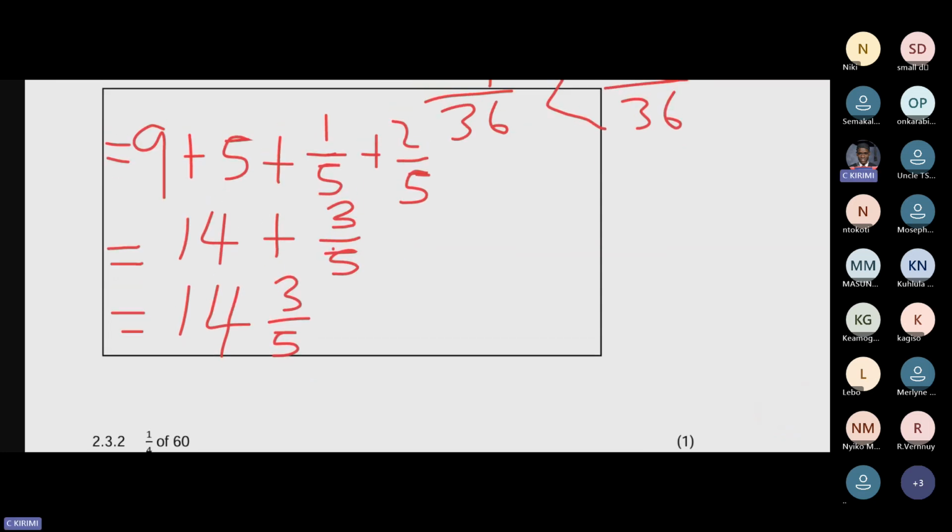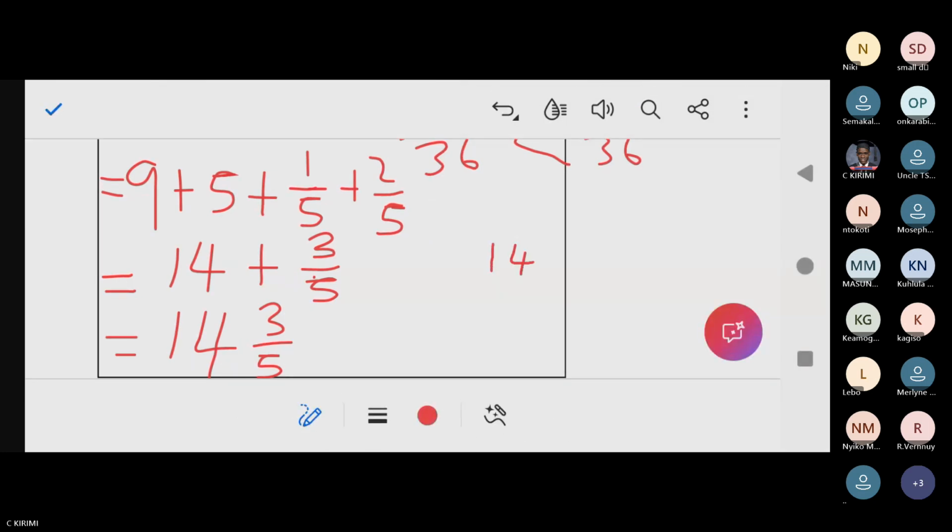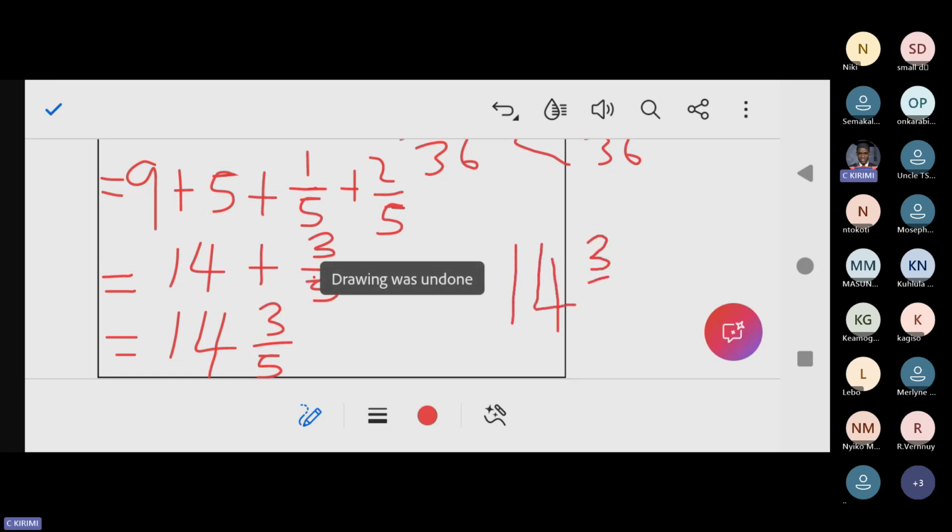There are other learners who write mixed numbers like this, 14 3/5. You can't write like this. This is not a proper way. Make sure you write your whole number bigger than the fraction. 14, it's a big whole number, then the 3/5 like this. You don't write 143 and then say over 5, which is wrong. So make sure you write your mixed fractions in the correct way.